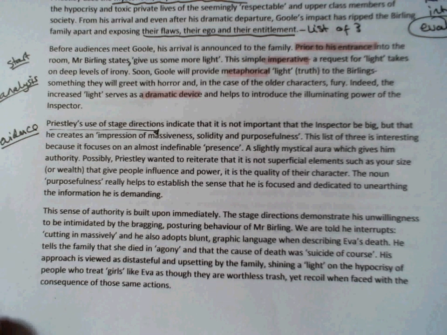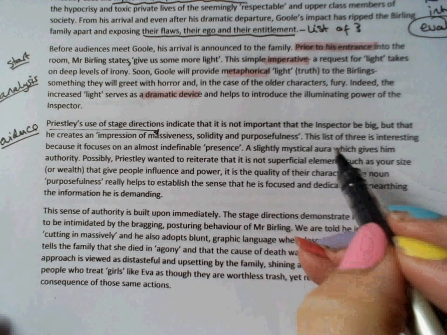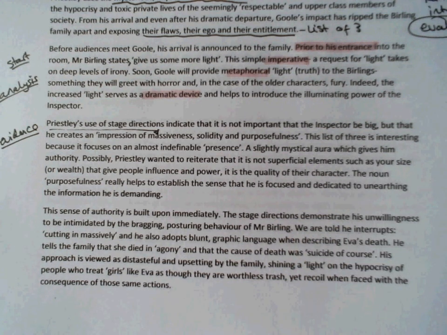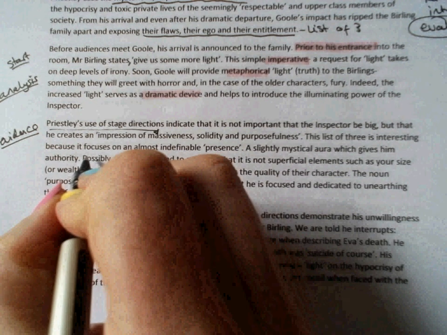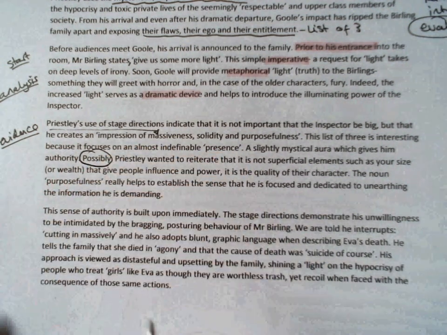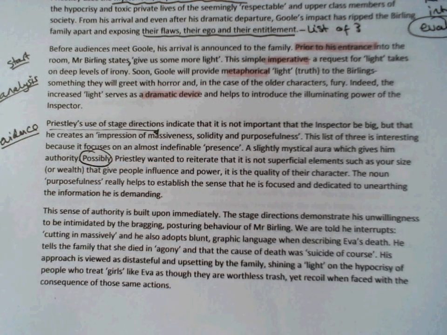So what I've chosen is quite an important stage direction, or information about him. So then I've got methods here. This list of 3 is interesting because it focuses on almost indefinable presence, a slightly mystical aura which gives him authority. Possibly, those of you who've seen my videos know how much I enjoy my 3 Ps: possibly, potentially, perhaps. And focusing here, Priestley wants to reiterate it's not superficial elements such as size or wealth that give people power.